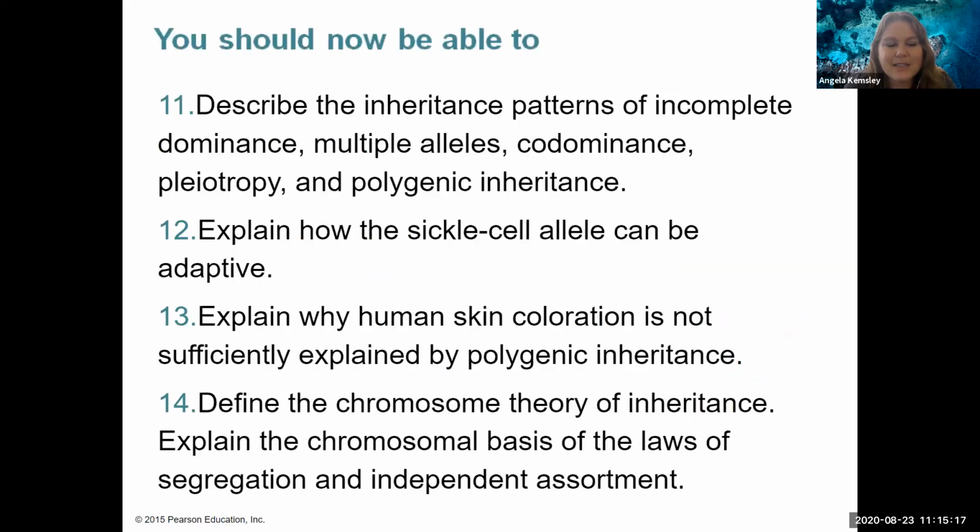All right, so you should now be able to describe the inheritance patterns of incomplete dominance, multiple alleles, codominance, pleiotropy, and polygenic inheritance. Explain how sickle cell can be adaptive. Explain why human skin coloration is not sufficiently explained by polygenic inheritance. You can read a little more about this in your book. I briefly touched on it. If you want to get into the weeds, read about it in your book.